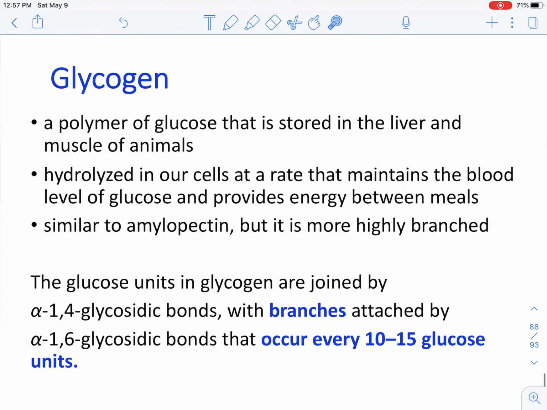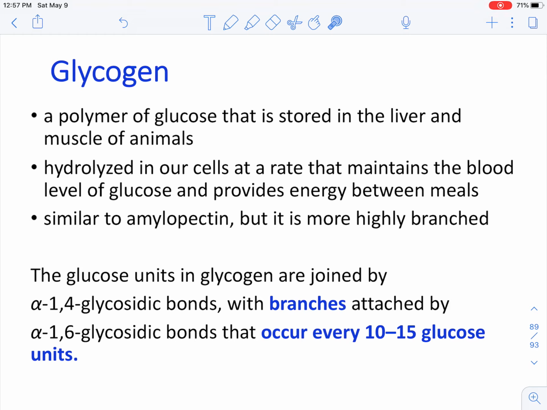All right, so let's go ahead and talk about glycogen. Glycogen is a polymer of glucose. Once again, here we have a similarity among amylose, amylopectin, and glycogen. Glycogen is composed of many glucose subunits. However, this specific polysaccharide is going to be stored in the liver and in the muscle of animals. Glycogen is going to serve as a resource or a reserve for glucose.